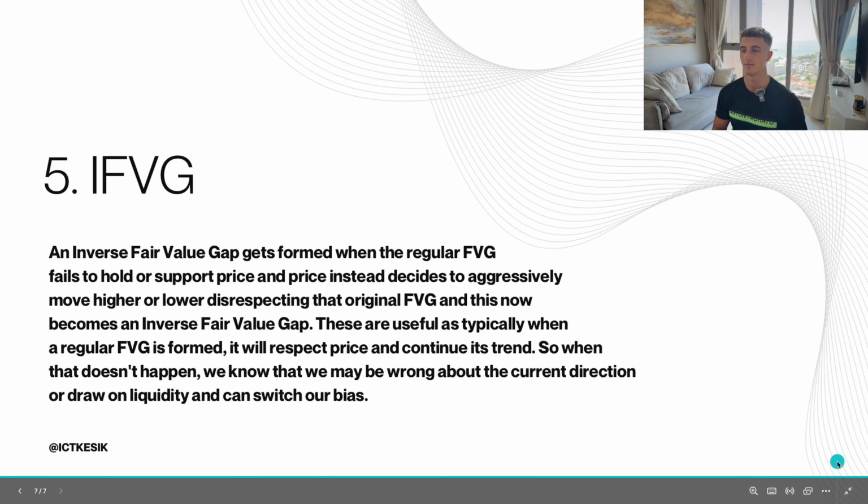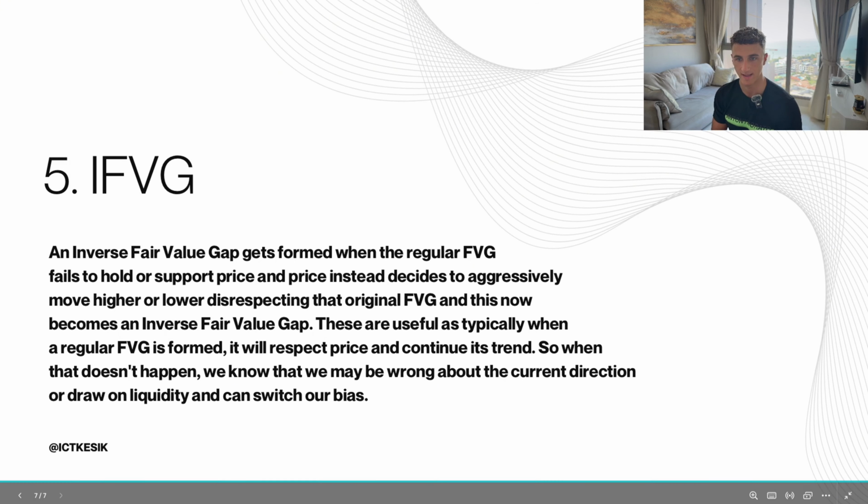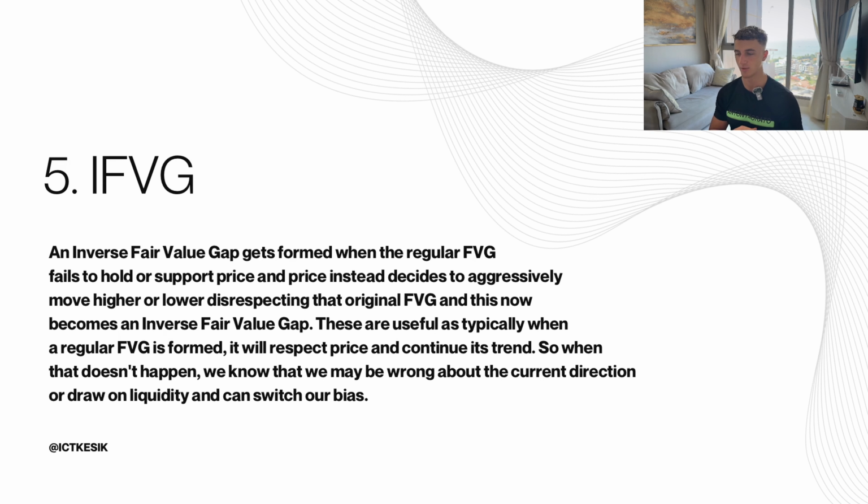Okay, number 5, the final PD array is the inverse fair value gap. Now, this one is an absolute game changer and is definitely something you need to add into your trading, okay? So an inverse fair value gap gets formed when the regular fair value gap fails to hold or support price, and price instead decides to aggressively move higher or lower, disrespecting that original FVG, and this has now become an inverse fair value gap. So what do we mean by that?